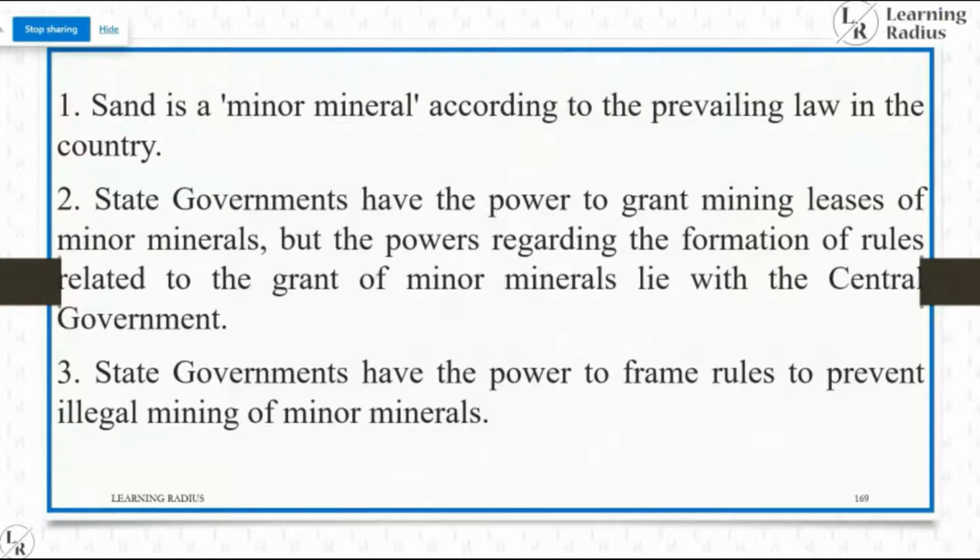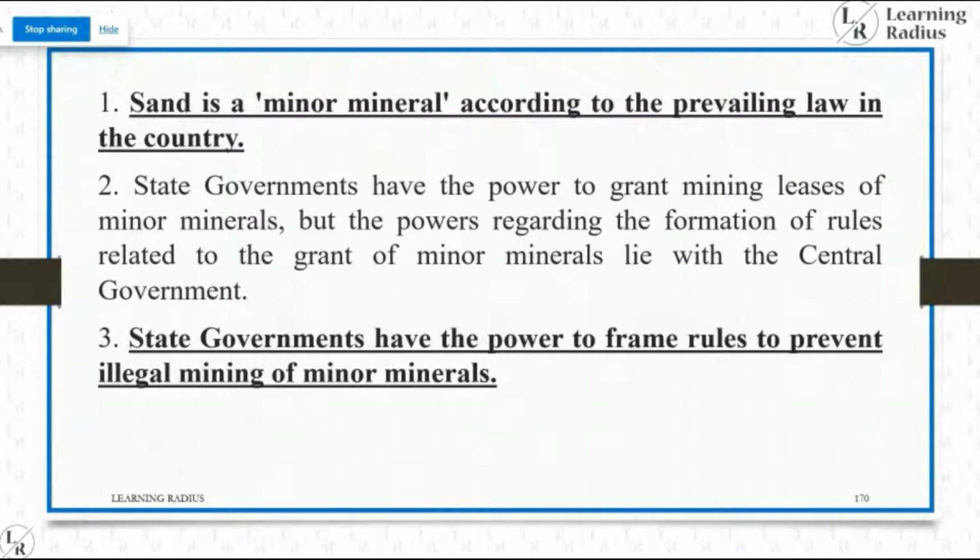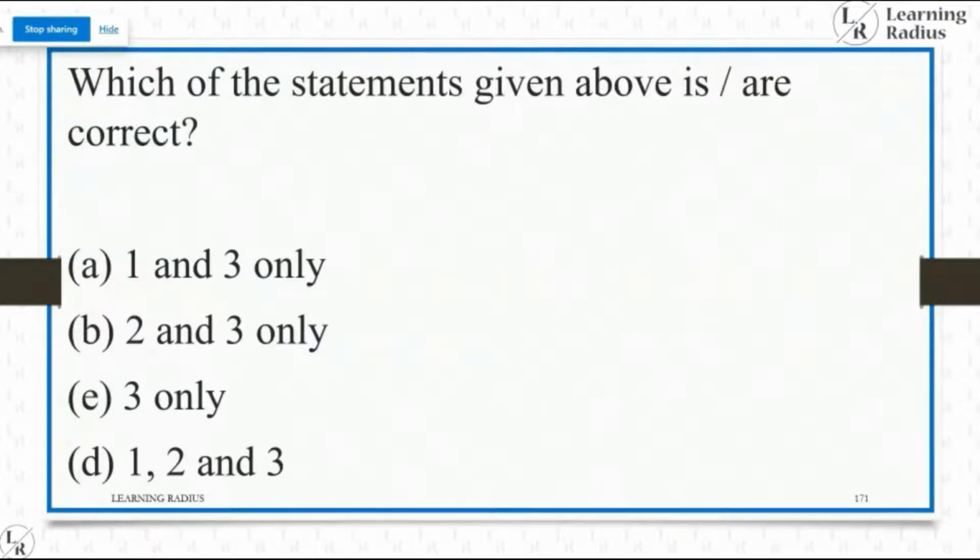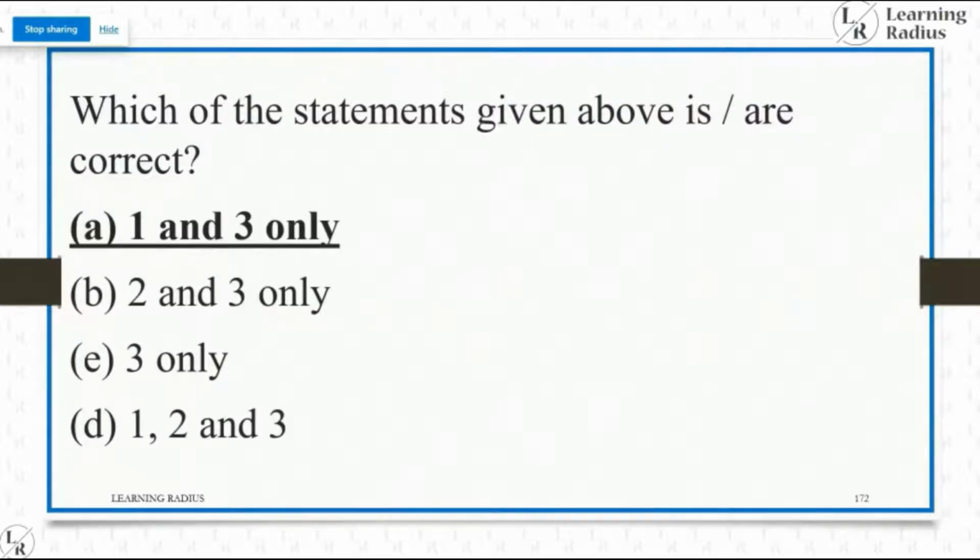State government have the power to grant mining lease of minor minerals, but the power regarding the formation of rules related to the grant of minor minerals lie with the central government is wrong. Second statement is wrong. Third statement, state government have the power to frame rules to prevent illegal mining of minor minerals is absolutely right. So first statement and third statement is right and second statement is wrong. So it is 1 and 3. When the option comes, it is the first statement and the third statement is right. And the second statement as such is wrong. So from the option, you can find that 1 and 3 as such is right.